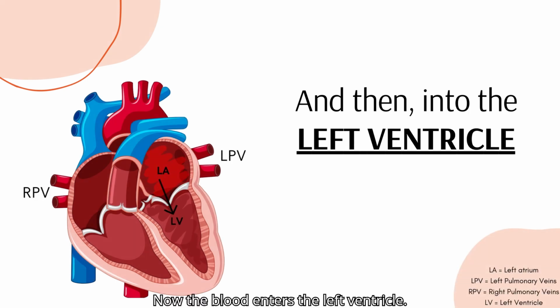Now the blood enters the left ventricle, and so the cool thing about this chamber is that it is the most powerful chamber in the heart because it has to pump this oxygenated blood all throughout the body. So logically, its tissue, its muscle, is thicker than that of the right ventricle. And so the left ventricle must generate a higher pressure compared to the right ventricle to ensure that this blood is reaching everywhere, to all the tissues around the body.